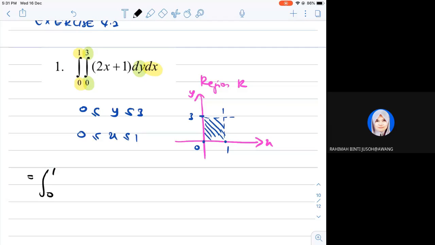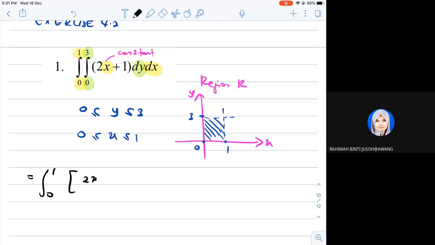Equals to 0 until 1. Now guys, when you want to integrate with respect to y, x becomes constant. You should assume that x becomes a number, a constant. The same concept applied in the previous chapter, chapter 3, when we differentiate partially. The same concept here. So we integrate 2x.